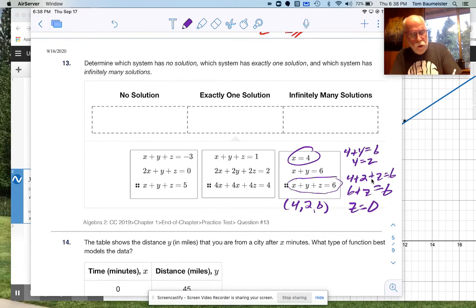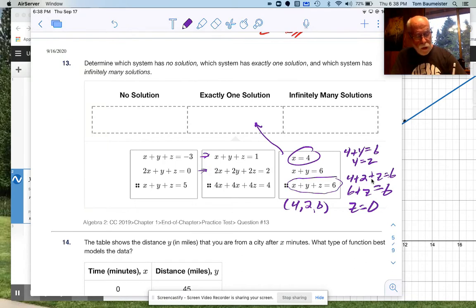So that one, you would drag and drop it into exactly one solution. All right. And then choose whichever one else you want, ladies and gentlemen. So I noticed on this one right here, all of these have a coefficient of 1. All of these have a coefficient of 2.